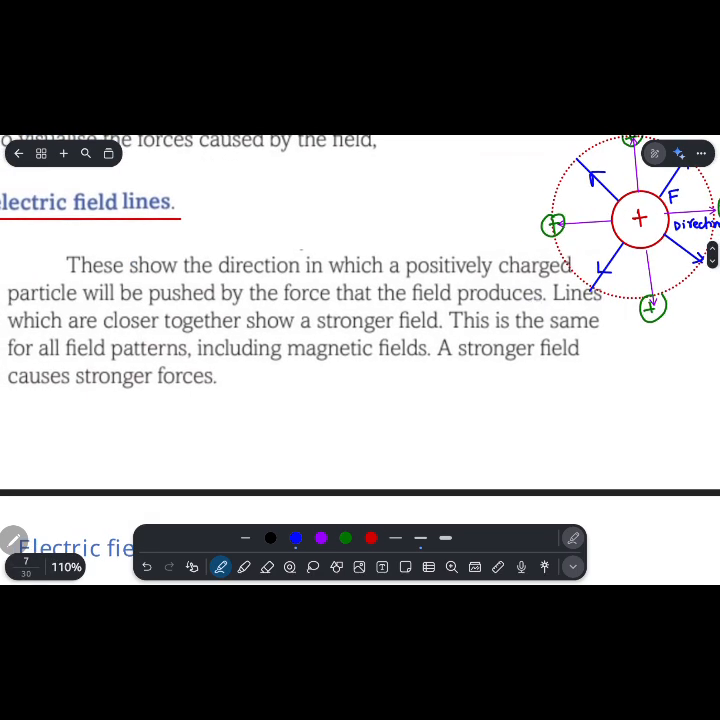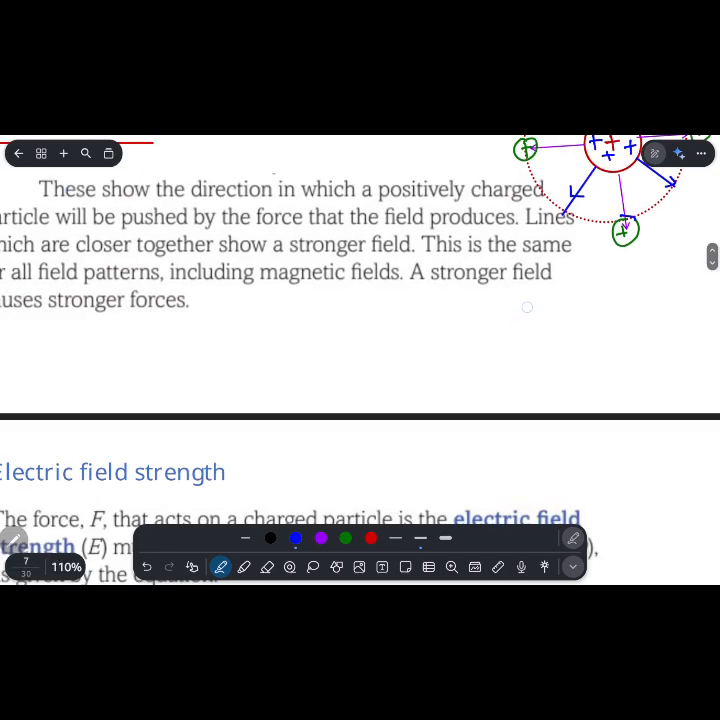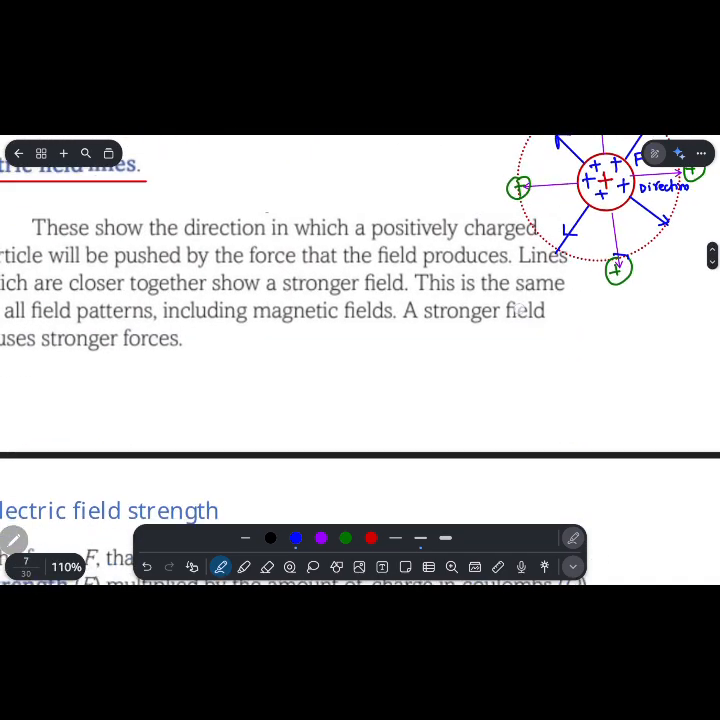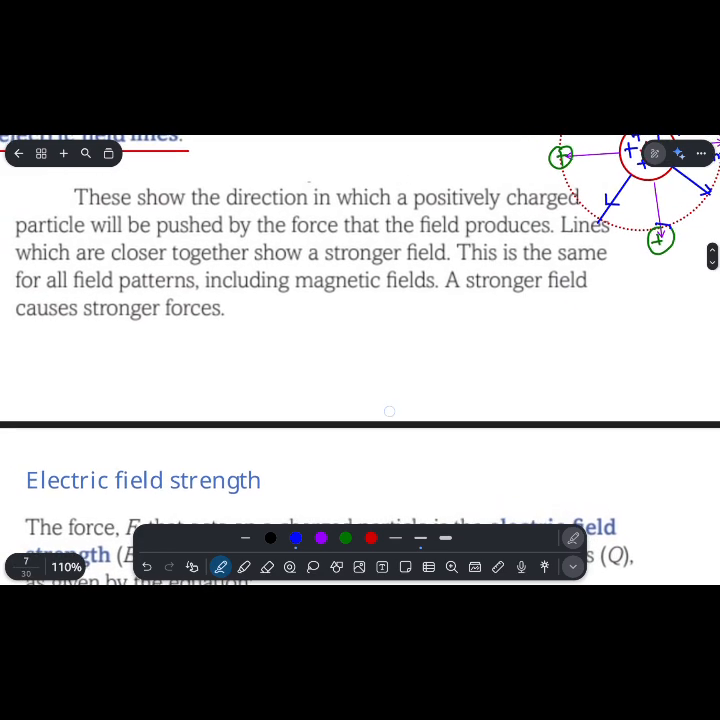Now, they are always from the positive charge to the negative charge. As I told you, this is more positive, and here I am showing a number of charges, this is less positive. That is why the field lines are in this way. So this is basically another point about these field lines.